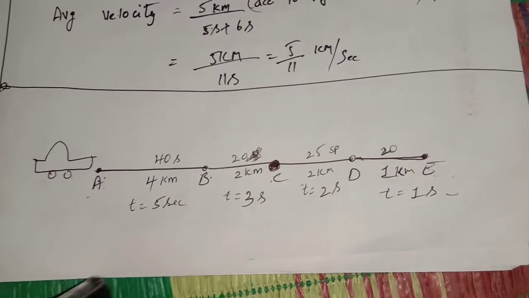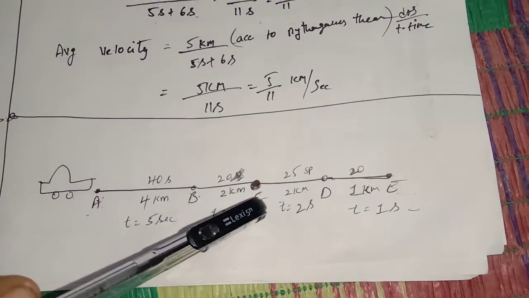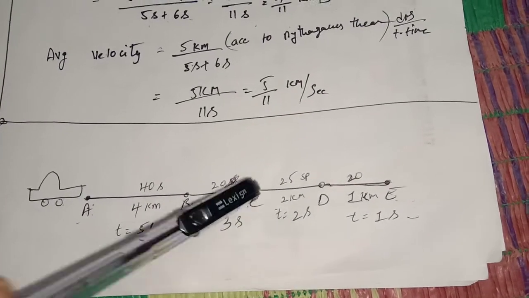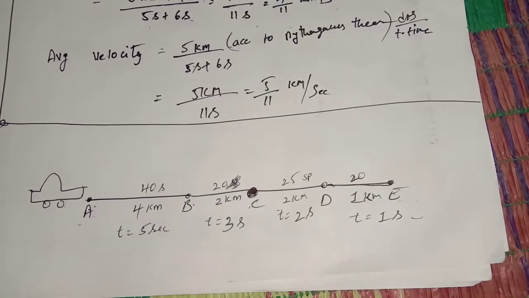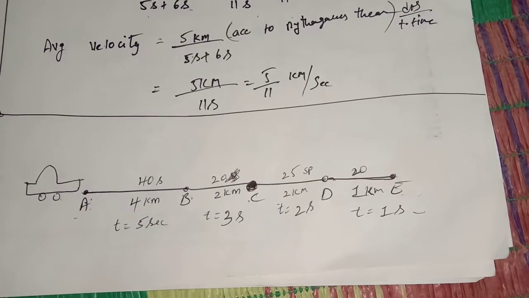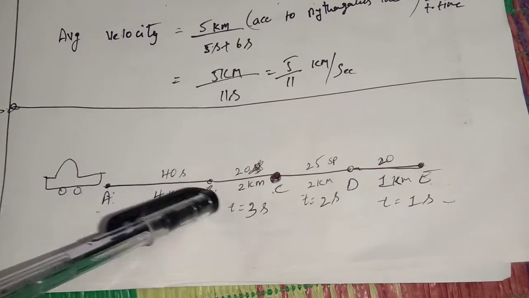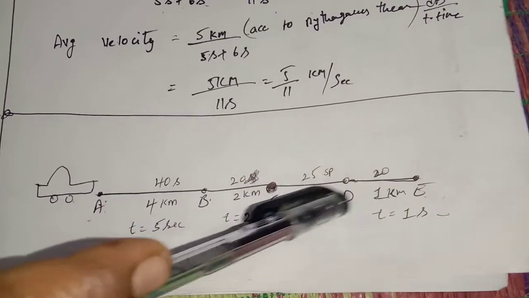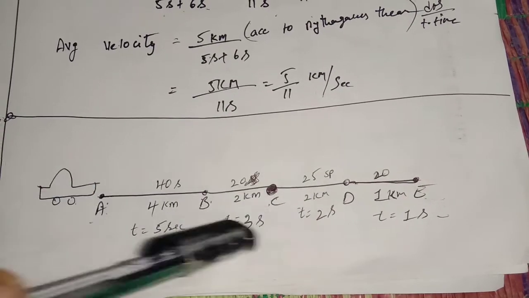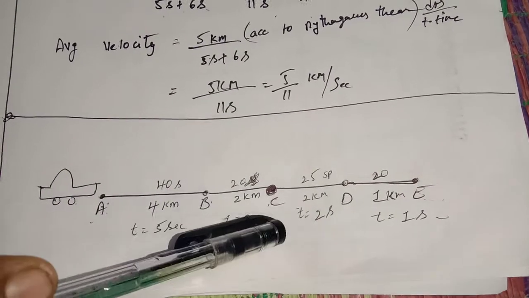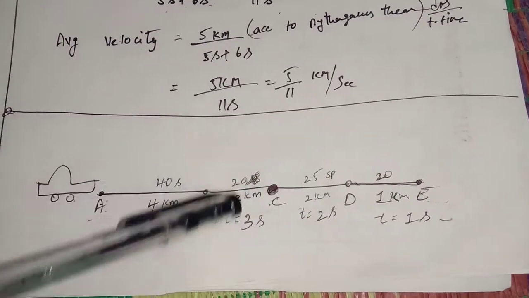If I want to calculate the instantaneous speed at point C, I want to know at what speed the vehicle is going at point C. So how do I find out? If I want the total distance, I will calculate AB plus BC plus CD plus DE. But I don't want all this. I want only the point C. So that we will call instantaneous speed.